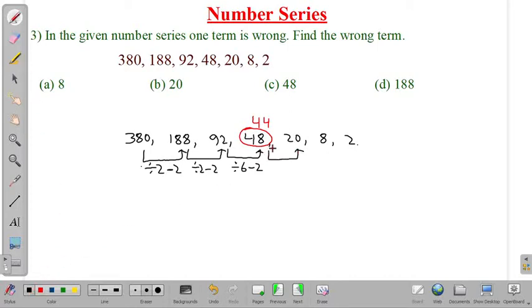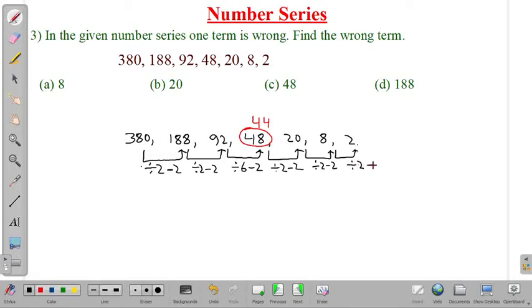So if we divide 44 by 2, then we get 22, minus 2, that is 20. So it is correct only. So divided by 2 minus 2. Then from 20 to 8, if we divide 20 by 2, we get 10, and then if we subtract 2, we get 8. So here also our logic is suitable. So divided by 2, then subtracting 2. And from 8 to 2, again we divide by 2 and then subtract 2.